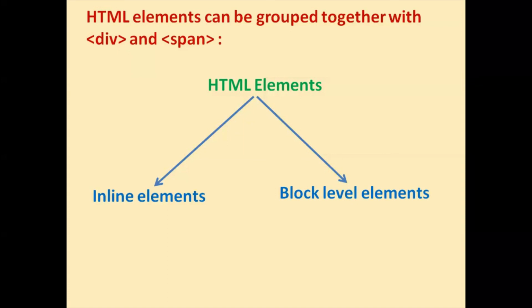Some of the examples of inline elements are anchor tag, bold tag, image tag, td tag, etc. And some of the examples of block level elements are unordered list, h1 tag, table tag, paragraph tag, etc. So what actually are an inline element and a block level element?